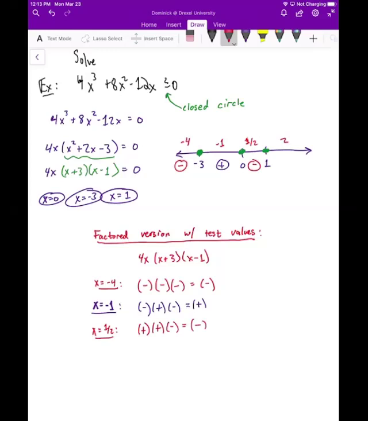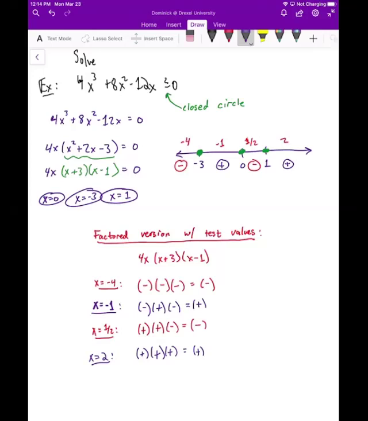And last but not least, if we plug in 2, we're going to get a positive. 4 times 2 is 8, which is positive, and then we get 2 plus 3, which is positive, and 2 minus 1 will also be positive. So 3 positives multiplied together will also give positive.